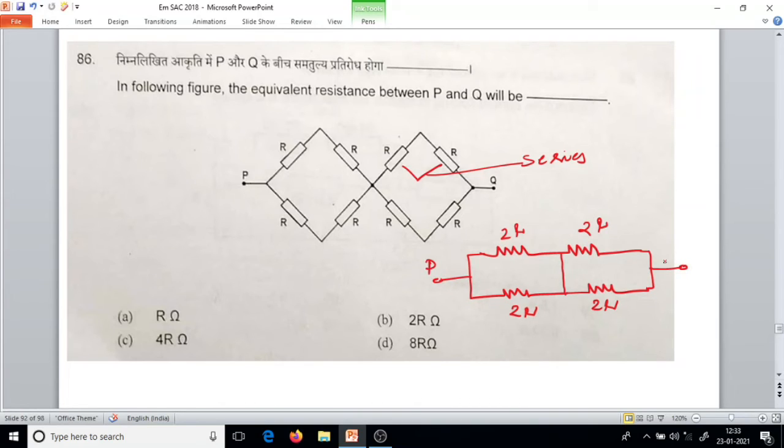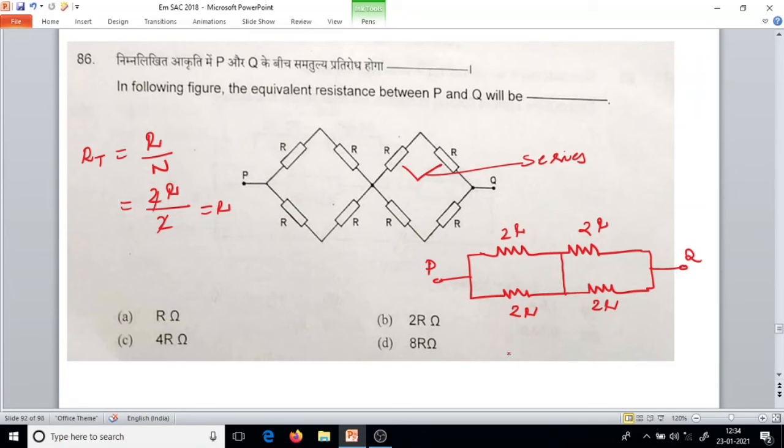Now what is the resistance across P and Q? Between P and Q, what is the equivalent resistance? When two same value resistors are connected in parallel, what is their effective value? RT equals the resistor value divided by N, the number of resistors. Here the resistors in parallel are two resistors of 2R, so 2R divided by 2, so equivalent is R.